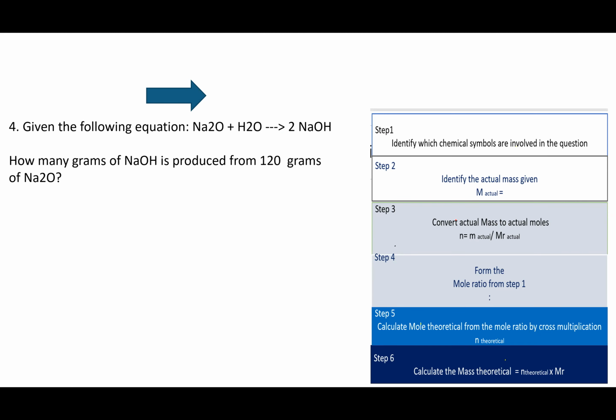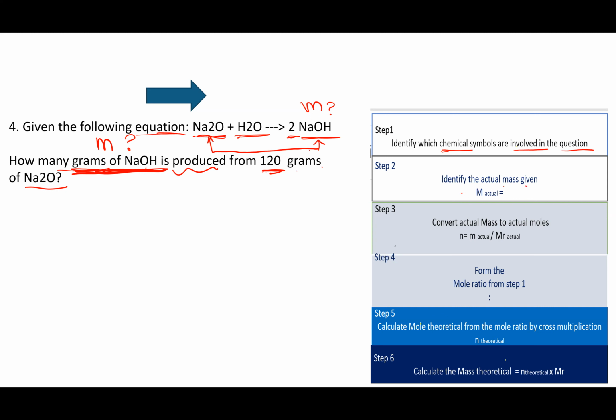First, before going to the percentage yield, I want to give another example here. So this is a reaction. Given the following equation, sodium oxide reacts with water to make 2 moles of sodium hydroxide. How many grams of sodium hydroxide, m question mark, is produced from 120 grams of sodium oxide? Okay, so we're going to follow all of these steps. Number 1, identify which chemicals are involved in this question. How many grams of sodium hydroxide, so it's this one, are formed from 120 grams of sodium oxide, so it's that one.